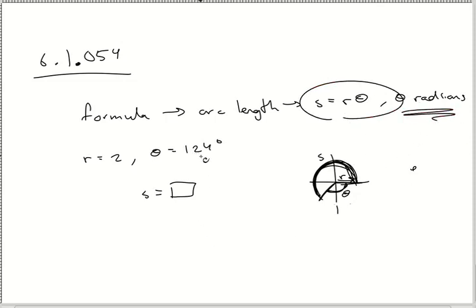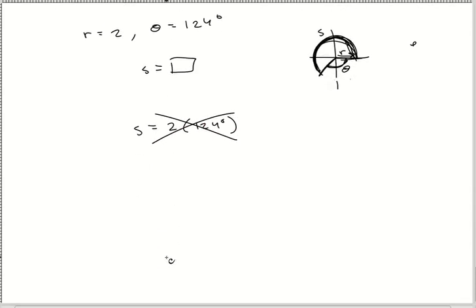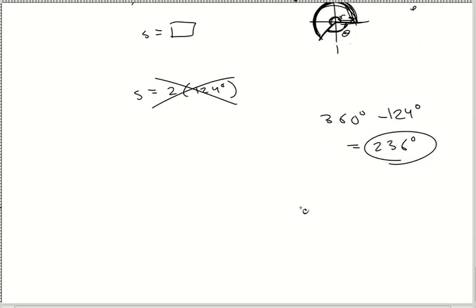I can't use 124. Basically, if I were to say S is equal to 2 times 124, that is wrong. That is so wrong. And I'm using the wrong angle anyways. Notice the angle here is something different. So in order to get this angle inside, what would I do? Instead of the 124, I'm going to say the 360, a full circle, minus the 124, should give me that other angle. So 360 minus the 124 is 236 degrees. That's the angle I actually need to use.